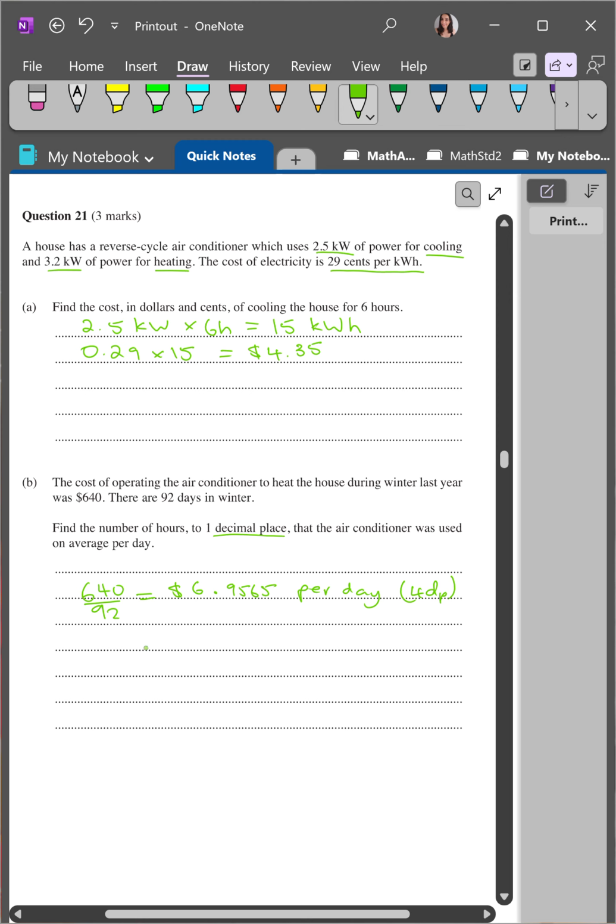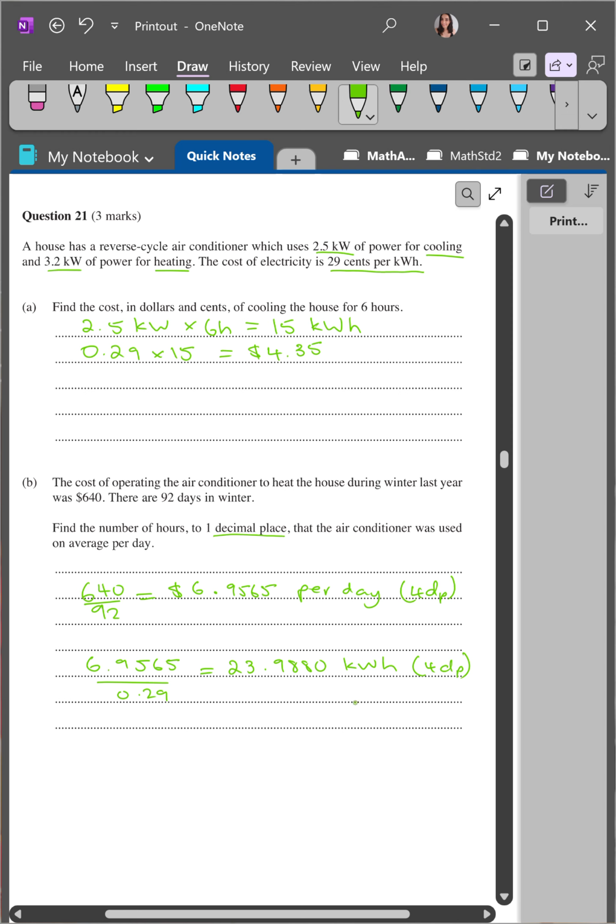And now we want to see how many kilowatt hours there are. So if we divide this number by 29 cents, we can see how many times we multiplied this 29 cents to get $6.9565, and that'll give us the kilowatt hours used. So 6.9565 divided by 0.29 equals 23.9880 kilowatt hours to 4 decimal places.